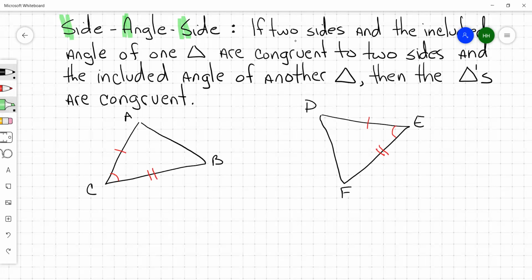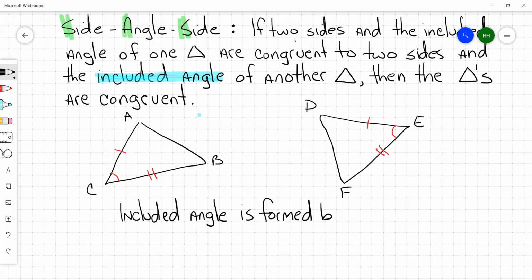This term is very important. This included angle. When you're using side angle side to determine triangle congruence, do you see how this angle is touching both the congruent sides? And this angle E is touching both of these congruent sides? That's what included angle means. All right, the included angle is formed by the congruent sides. Very important.